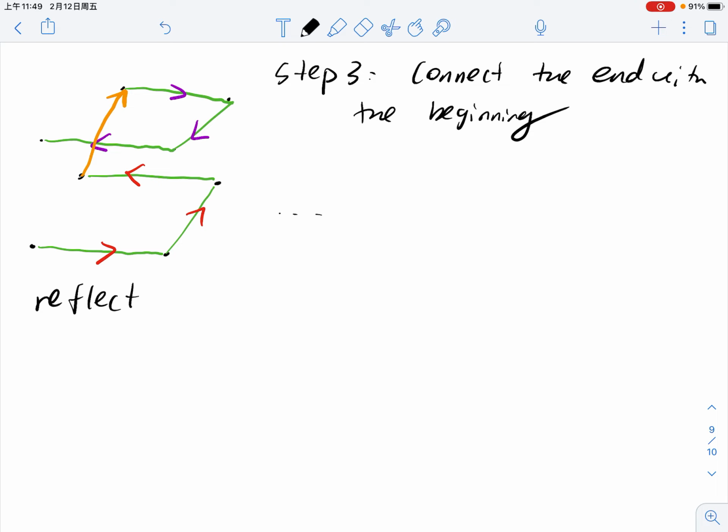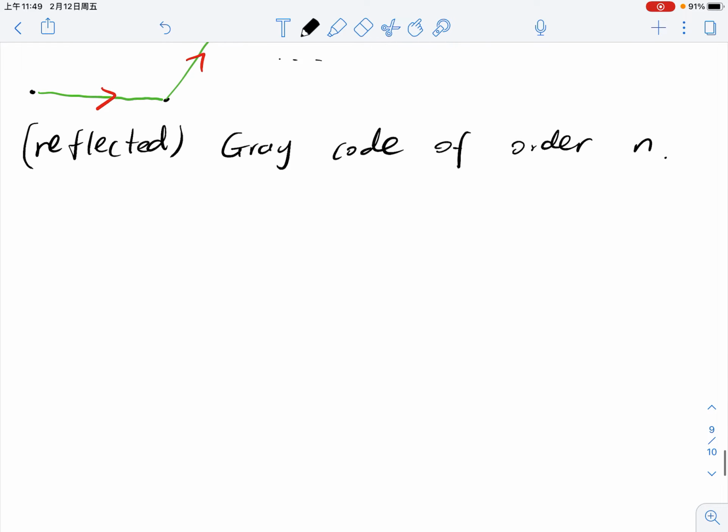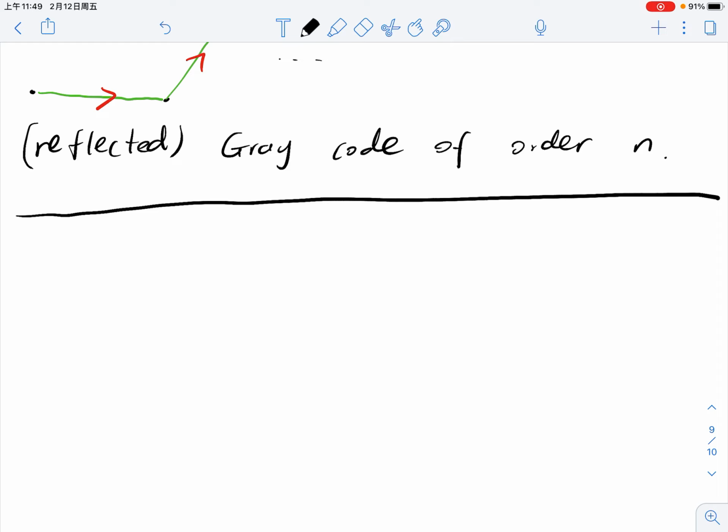reflected gray code of order n. So that's a geometric understanding. And if you want your computer to run the actual program, then we can formulate it in the following way, as follows.